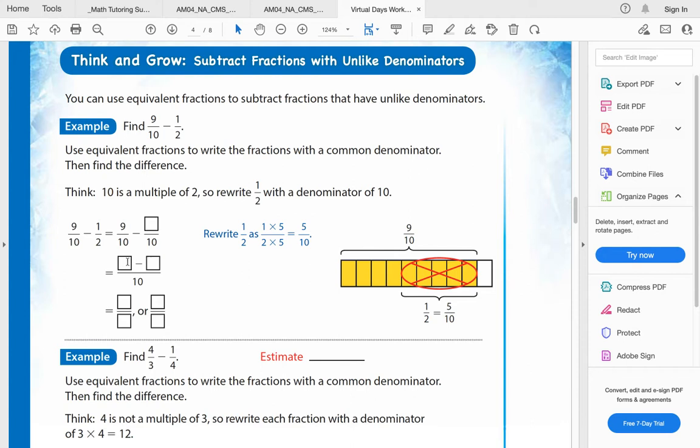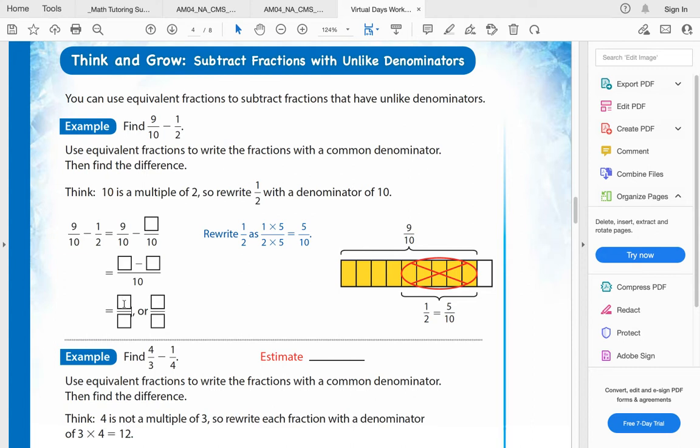So the next step here is we're going to take our 9/10 minus 5/10. So you would write a 9 in this box right here and a 5 in this box right here. That would give you a difference of 4/10. So 4 would be your numerator right here in this box.